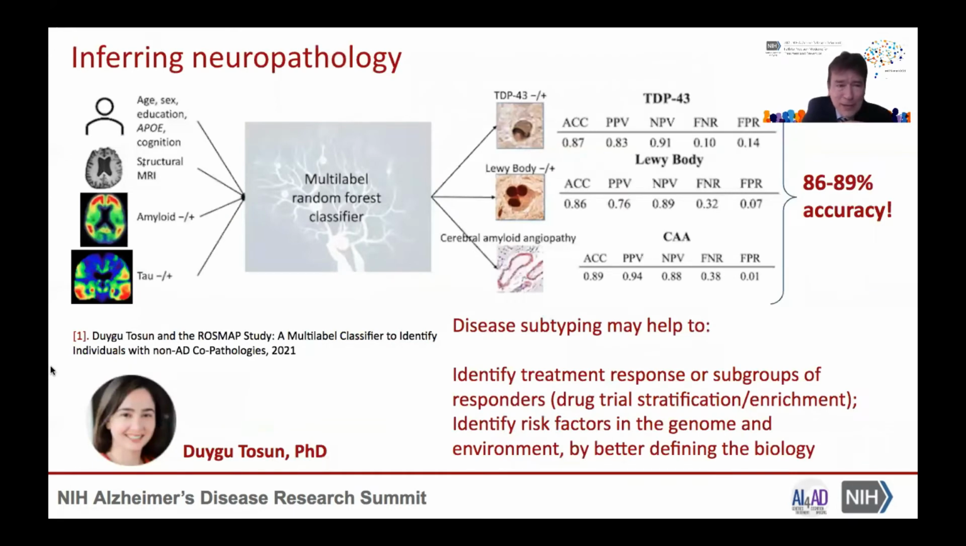Now, Dugu Tosun at UCSF has developed deep learning networks to identify pathology, neuropathology that normally would only be accessible post-mortem, based on in vivo markers, not just the age, sex, and demographics of the person, but also their structural MRI, different amyloid and tau-sensitive PET scans. And she's been able to do disease subtyping that with 86 to 89% accuracy identifies TDP43, Lewy body dementia, and CAA, here based on the ROS-map dataset, which both of these types of data were available. But you can imagine the value of this approach in identifying pathology and subtypes in additional people.